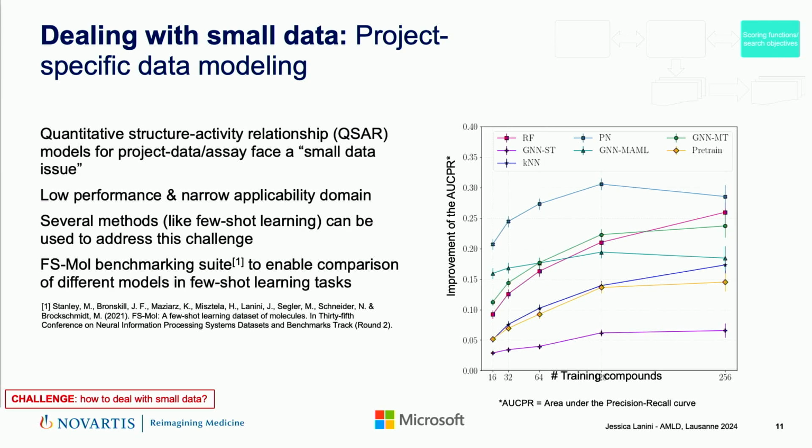And in this case, you can see that we have actually published a repository where we can benchmark such models, and we have noticed that prototypical networks tend to perform much better with respect to the other state-of-the-art models against different numbers of training compounds. So this was quite promising and helped us to actually select the right model whenever we had a problem of small data.